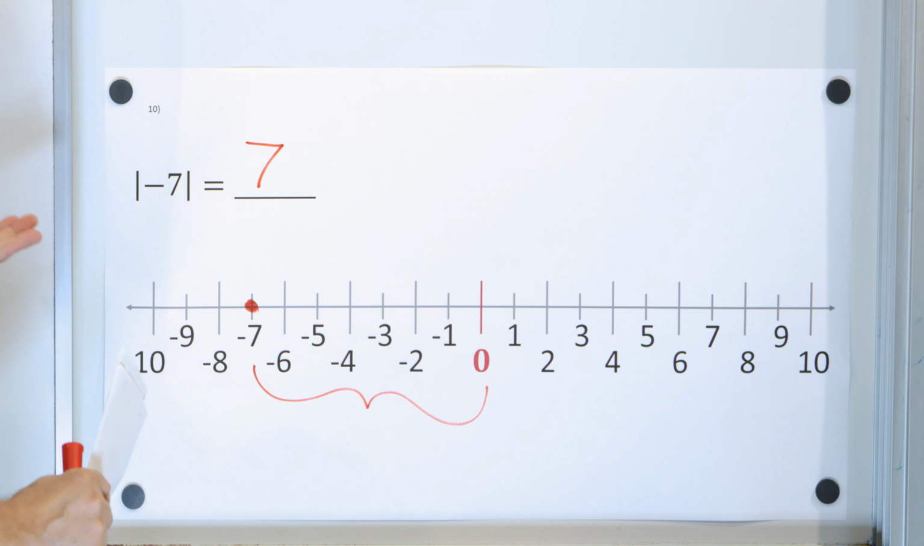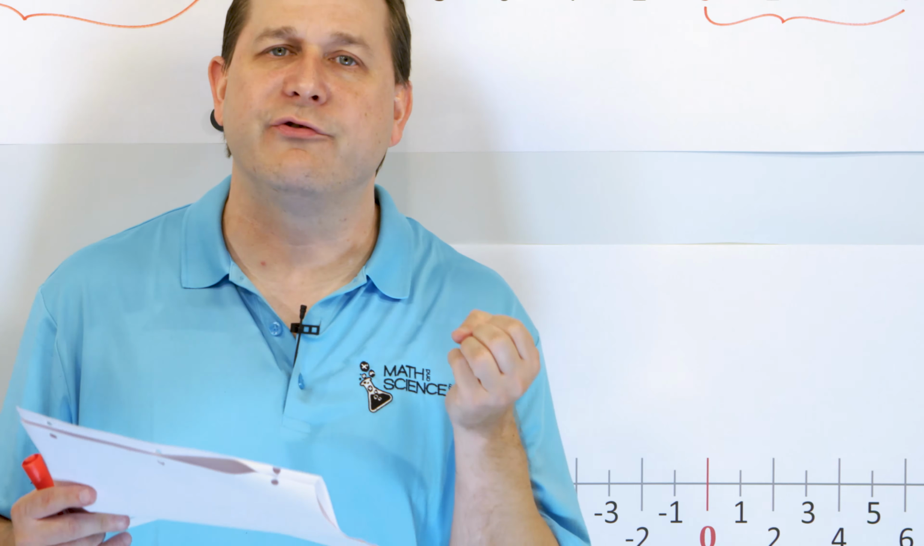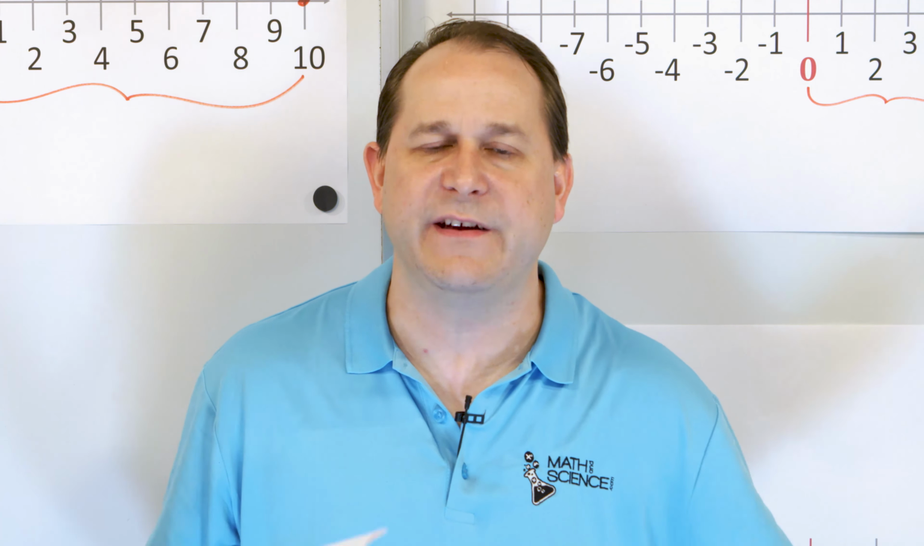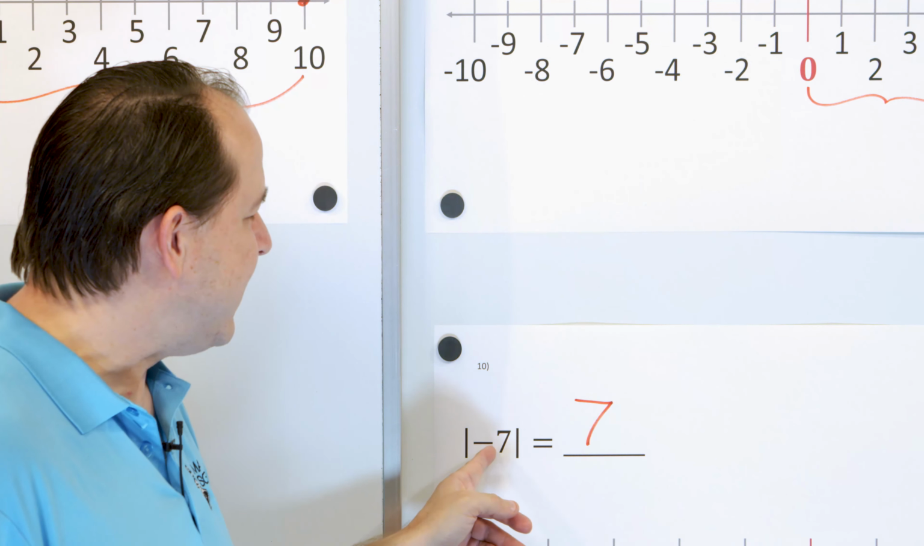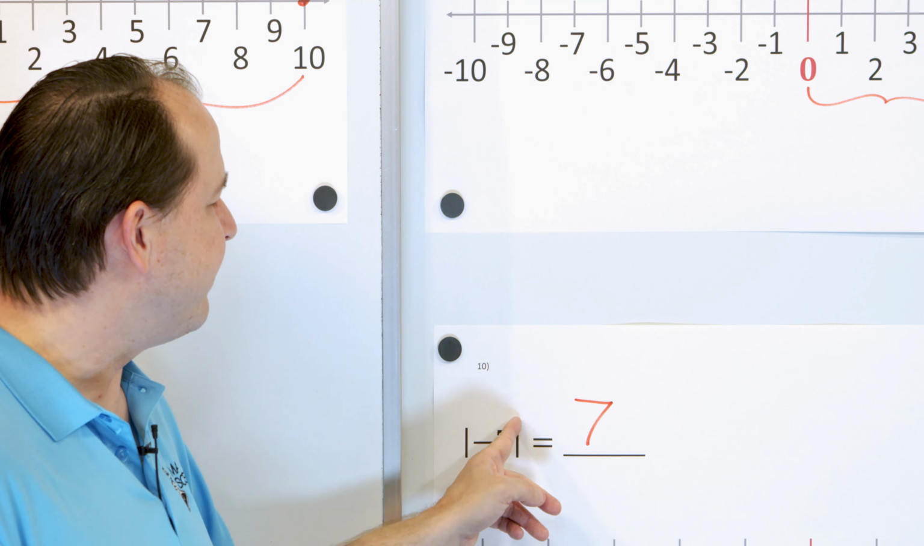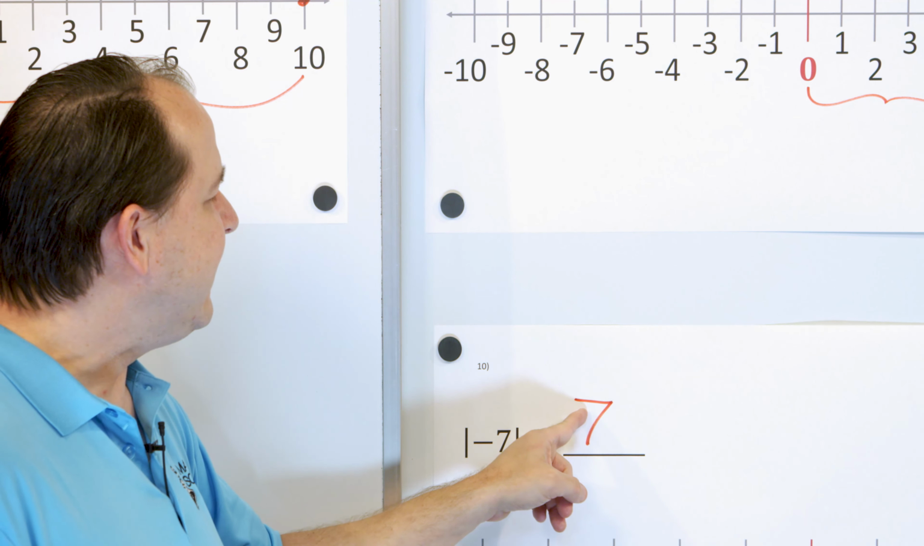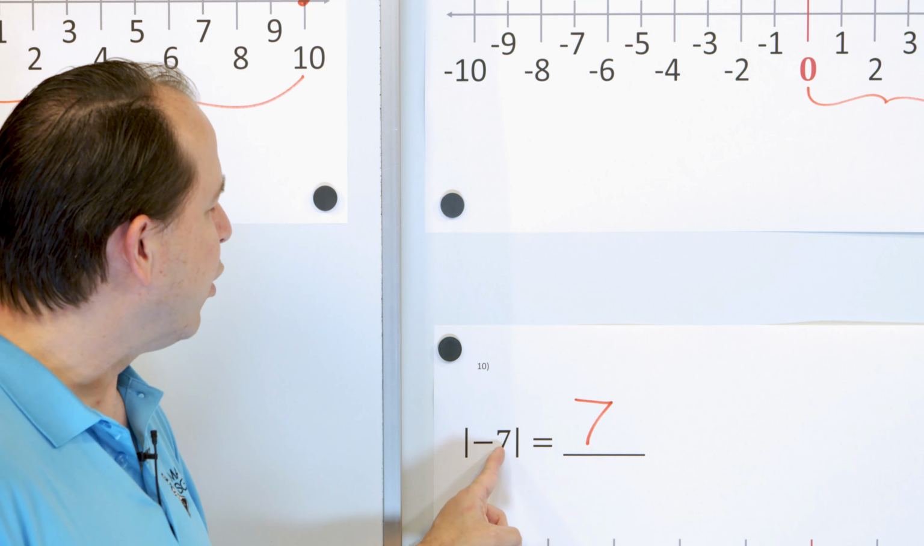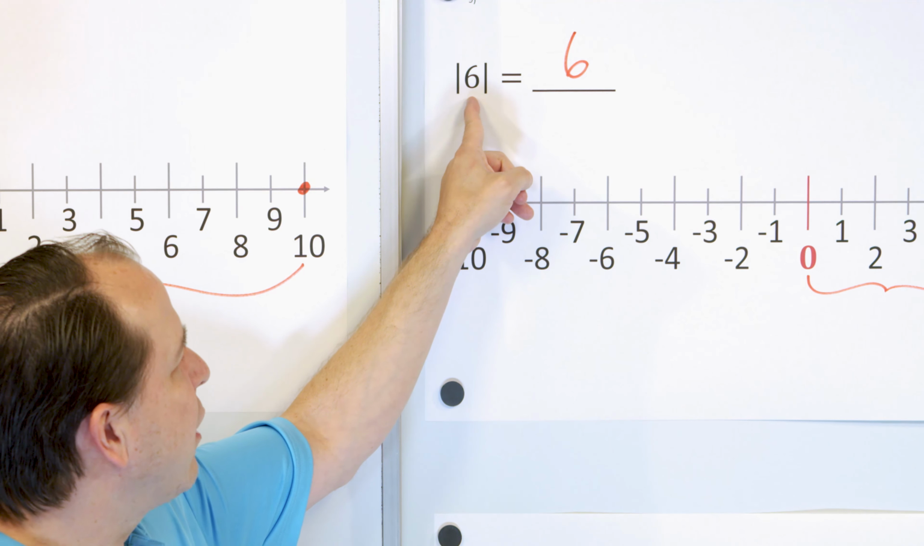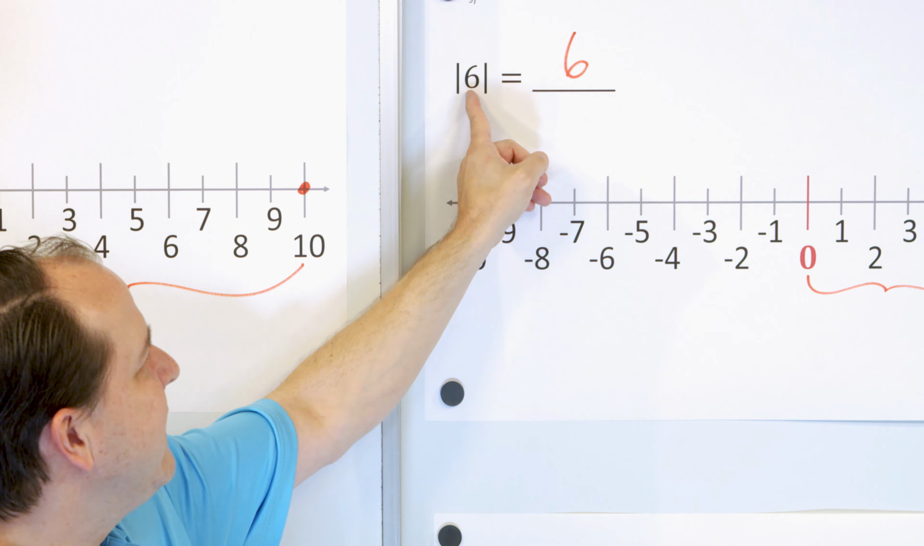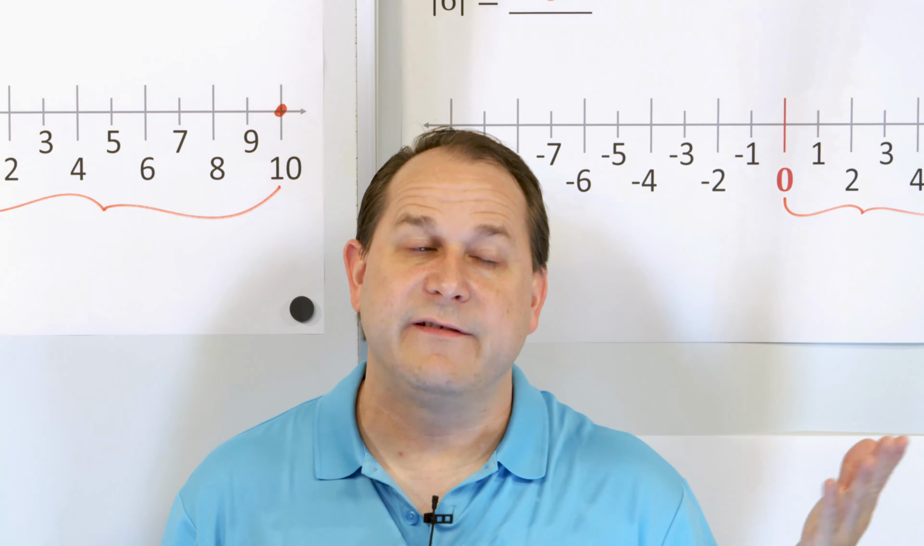So you can see for all these problems, when you take the absolute value, you're just asking yourself, how far is it from 0? That's it. So anytime you have a negative sign on the inside of the absolute value, you just throw it away, and the answer is always going to be the number without the sign. If you start with a positive number, then the absolute value will, again, just still be positive.